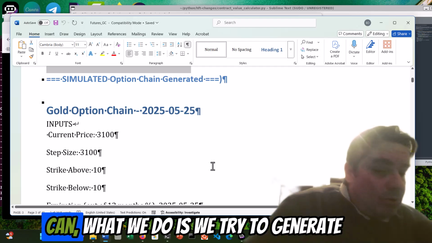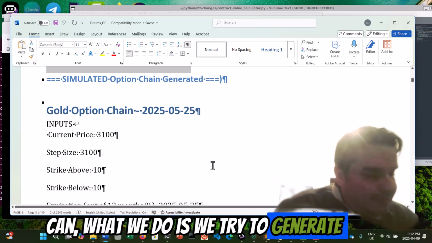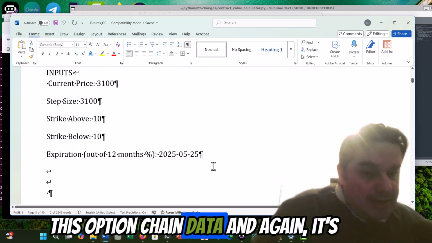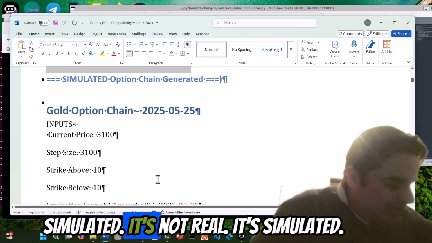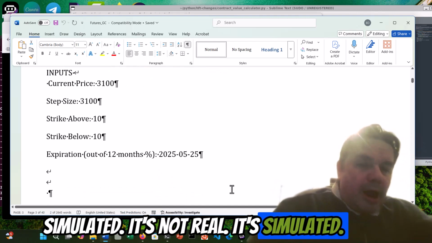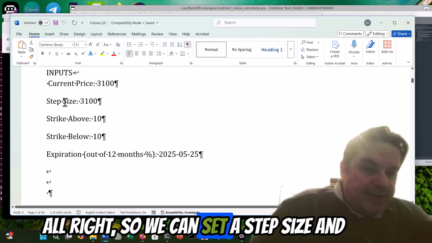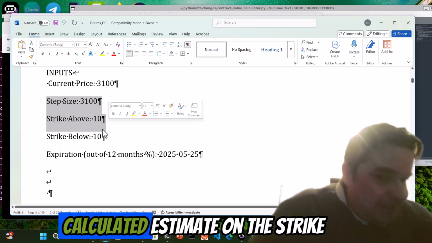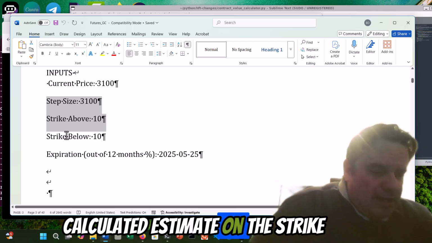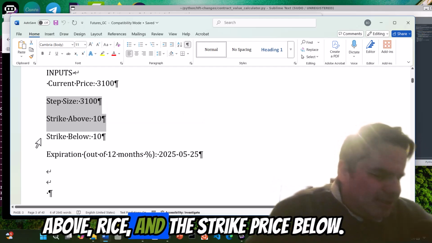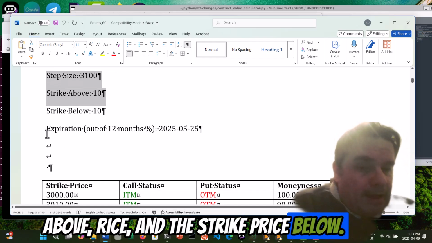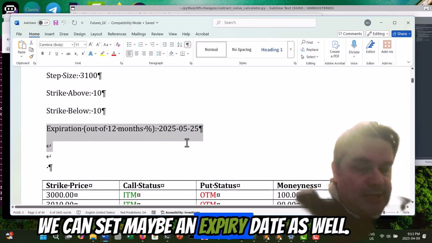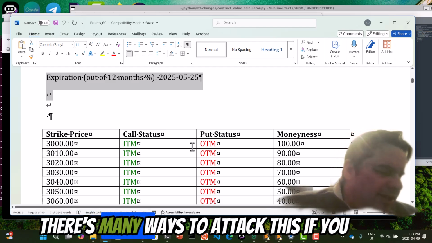So as best as I can, what we do is we try to generate this option chain data. And again, it's simulated. It's not real. All right. So we can set a step size, and then we can potentially set a calculated guesstimate on the strike above price and the strike price below. We could set maybe an expiry date as well. There's many ways to attack this.